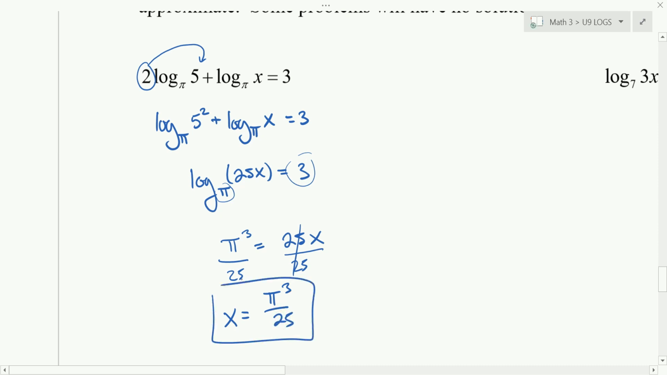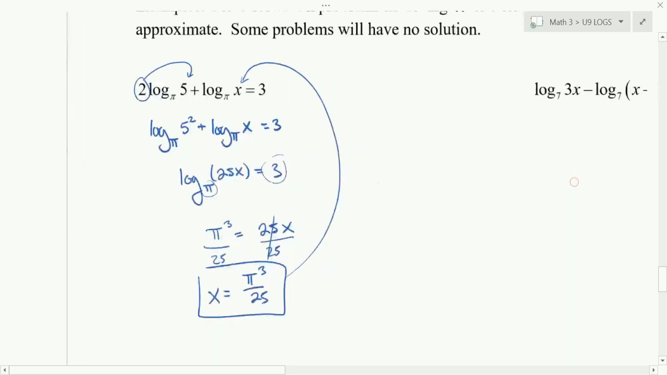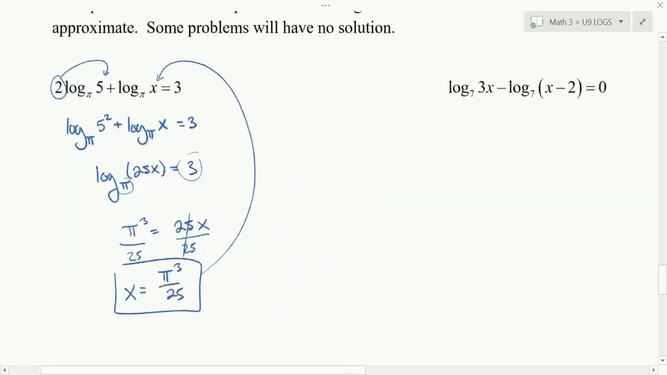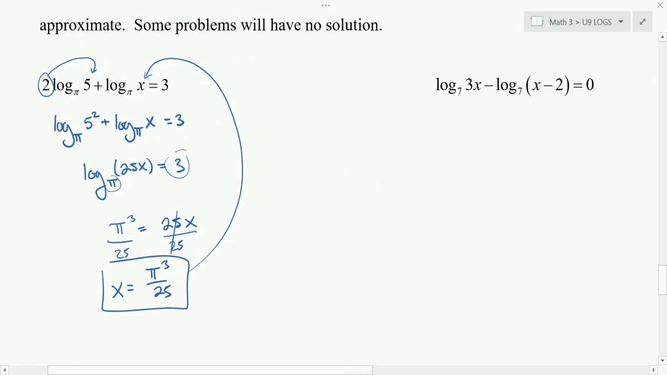And pi is a positive number, and so pi cubed over 25 is a positive number, and when we plug that in to this log, it's acceptable. Okay. The last one on our notes, log base 7, 3x minus log base 7 of x minus 2 equals 0. Give that one a try.